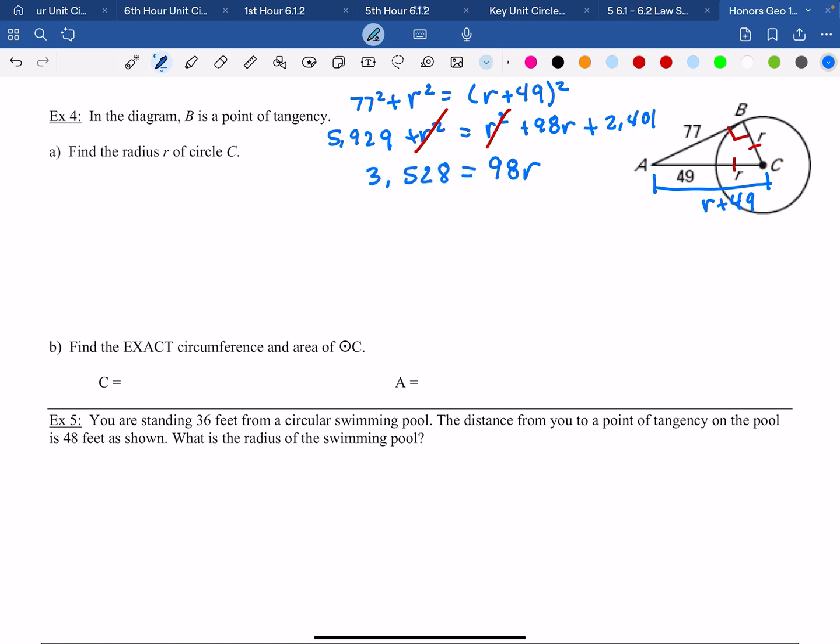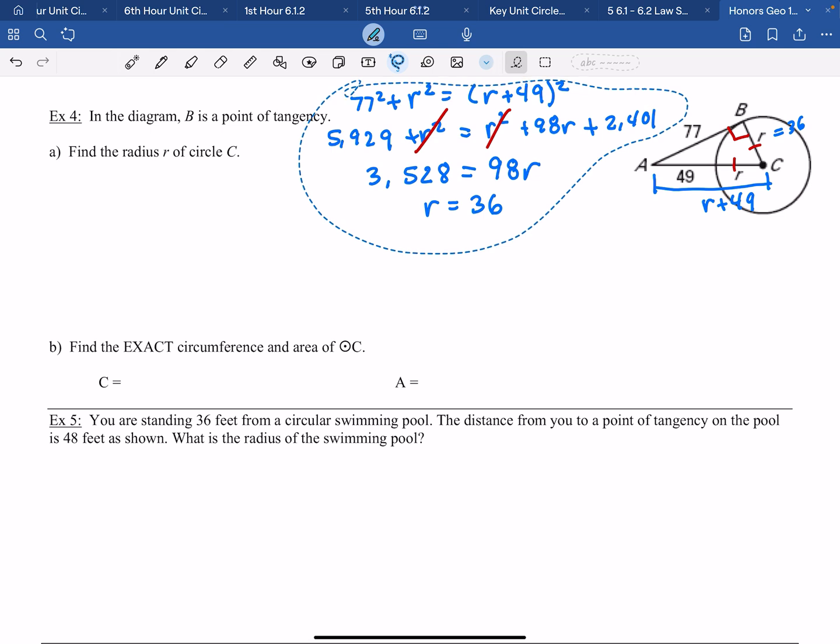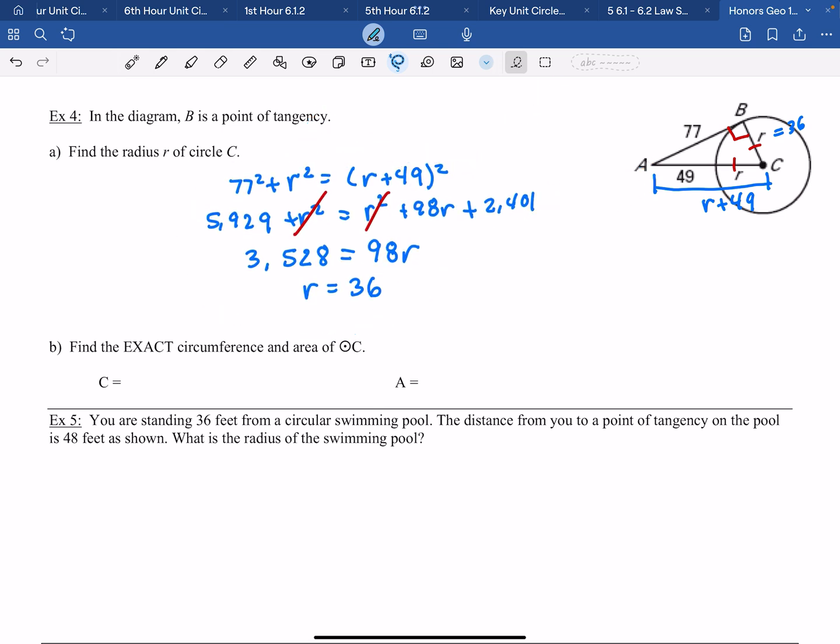Dividing both sides by 98, R is 36. All right, so I just found the radius. If I wanted the diameter, you would double it. So there could be some additional information that I may want from you. Another extension we could ask for is finding the circumference and the area of the circle.